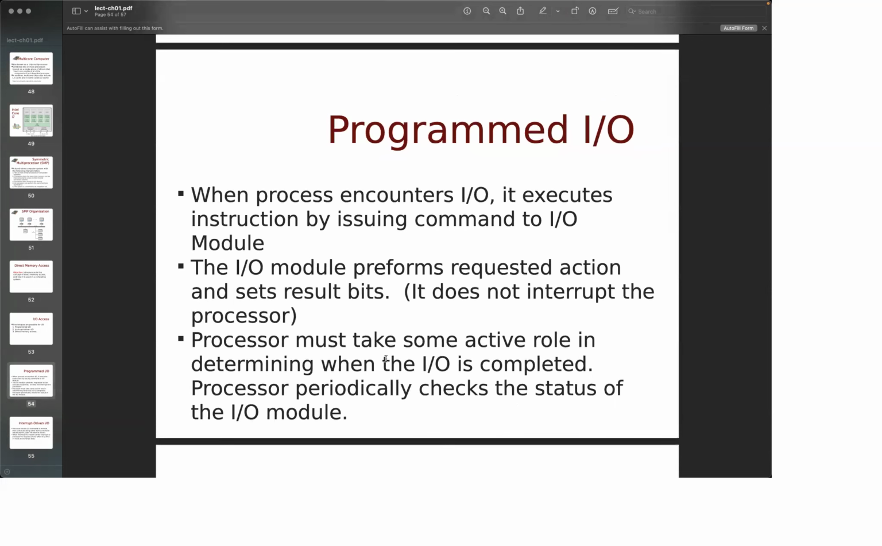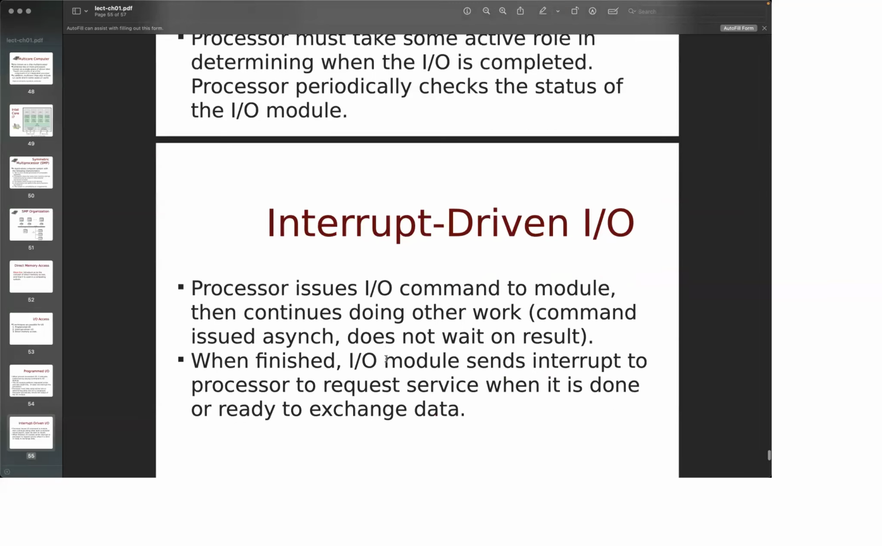We talked about the interrupt, right? This one is not really an interrupt. The CPU needs to be active. I have to check: do we have an input? No. Then I know. If I come back and check again, and you have some input, I will take it. And interrupt-driven IO is different.